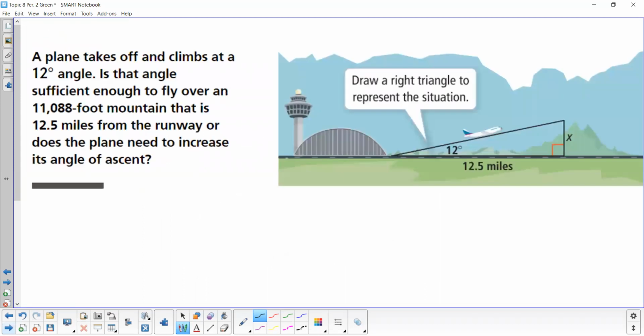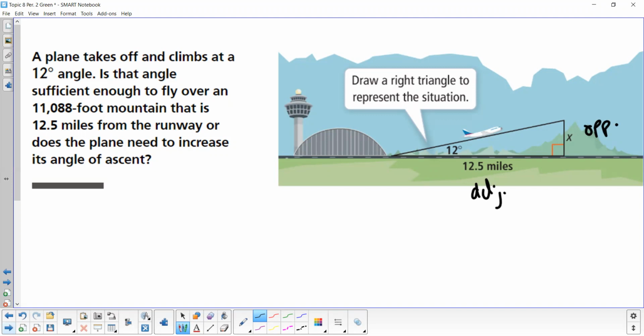Anyway, use the diagram. It's very helpful. It's all for x. So let's label our sides. What's 12 and a half? Long leg. Next is the opposite.